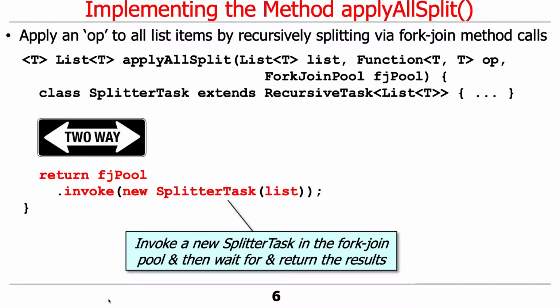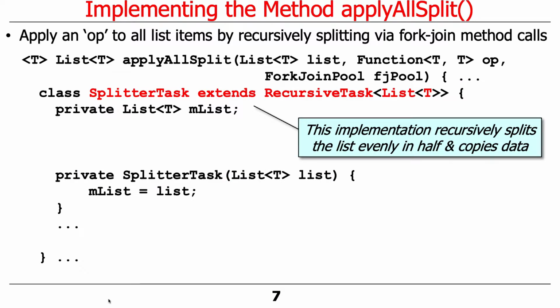What we do first is we create a new SplitterTask, one of these, passing in the entire list, and then we invoke that in the fork join pool. Remember that invoke is a two-way method, so that will start things running, and then it'll get the result back. It'll block, waiting for the result to be done. Let's take a look at the SplitterTask.